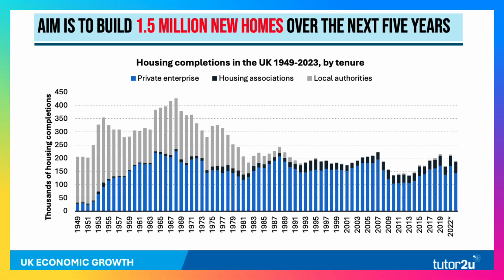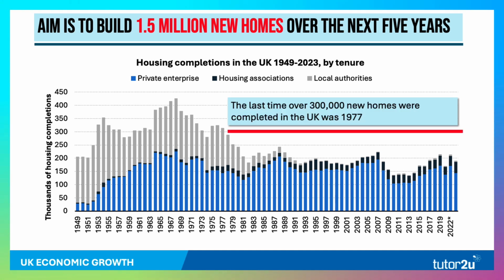UK government's targeting to build 1.5 million homes over the next 5 years. Well, good luck with that. This chart shows how many houses have actually been completed in the UK since the post-war period. The grey bit is local authorities, council housing, housing associations in black there, and private enterprise in blue. And private enterprise has dominated now for the last essentially 40 years. But 1.5 million homes over the next 5 years. The last time we built 300,000 new homes was 1977. And I remember it because I was there.